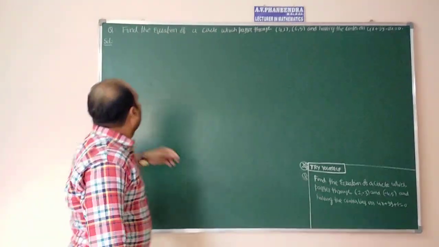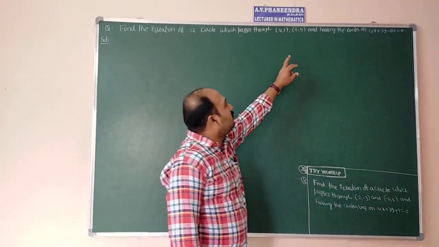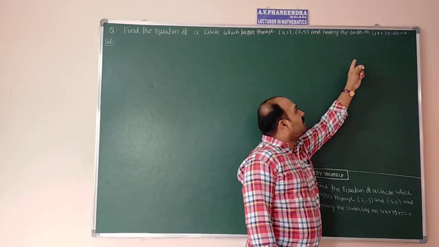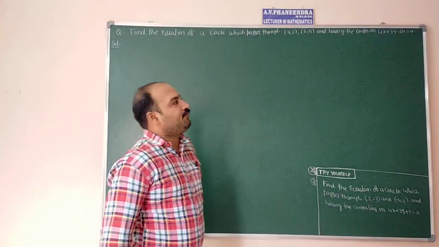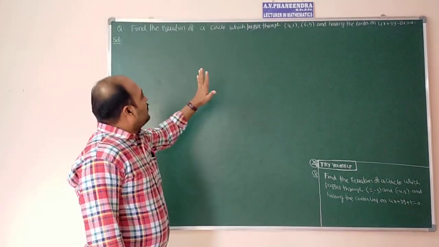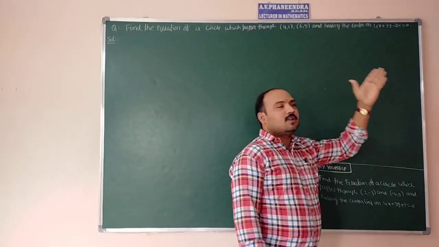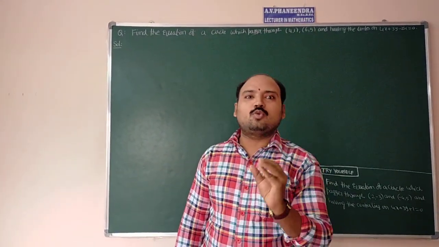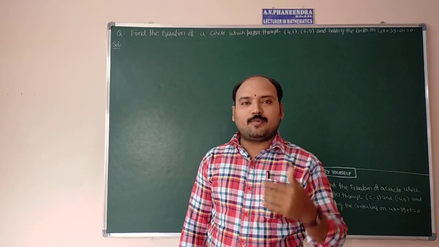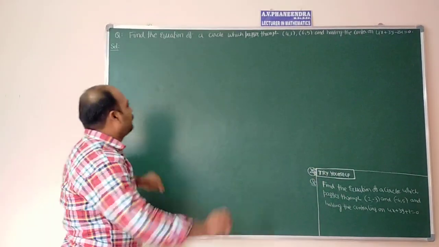Next question. Find the equation of circle which passes through (4, 1), (6, 5) and having the center on 4x plus 3y minus 24 equal to 0. Find the equation of circle which passes through 2 points and center lies on the given line. Whenever we find the equation of circle passing through 2 points or 3 points, you can take the general equation of circle.